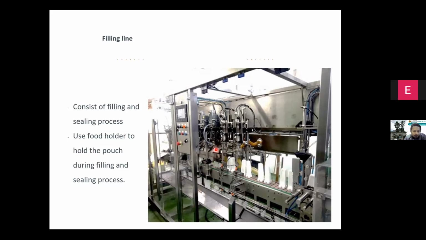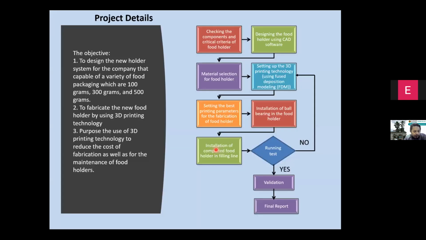So I will share some of the criteria that we have to consider to develop a food holder. Now, overall, the project objective: we want to design three types of food holder, which cater to 100 gram, 300 gram, and 500 gram. These actually have a lot of demand from the customers. So we focus on the 100, 300, and 500 gram. And we want to fabricate the new food holder by using 3D printing technology. And our aim, as I mentioned before, is to reduce the overall manufacturing cost.